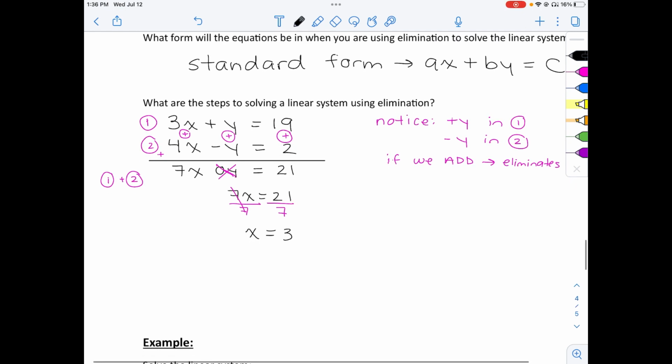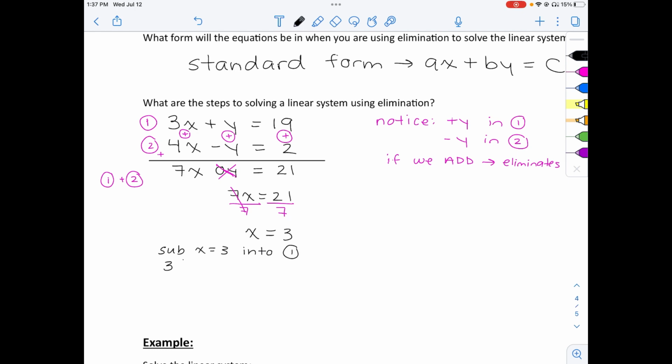Then, similar to the second step of substitution, you're going to just put that x value back into either one of your equations to solve for y. It doesn't matter which one you put it into, so I'm going to sub x equals 3. Let's just put it into my first equation. Again, it doesn't matter which one you put it into.